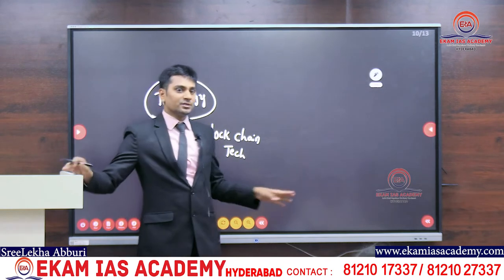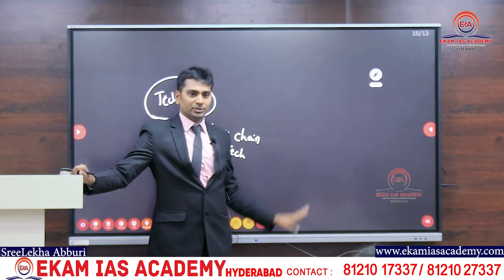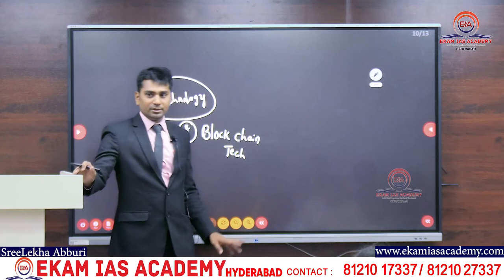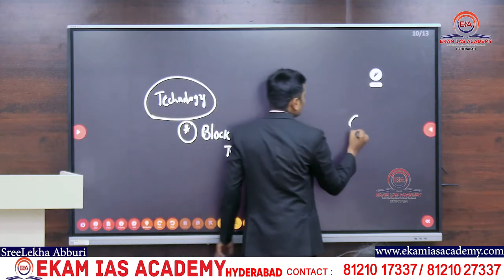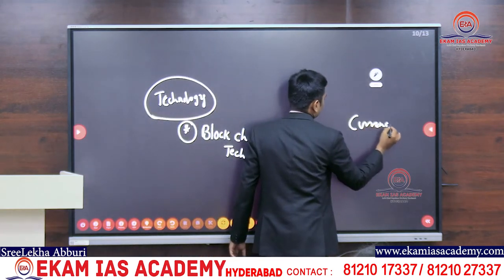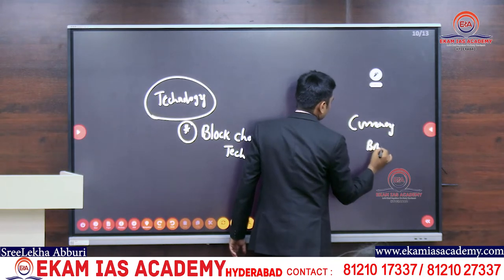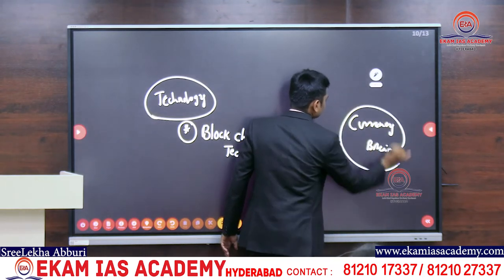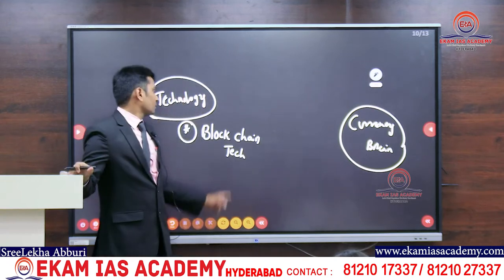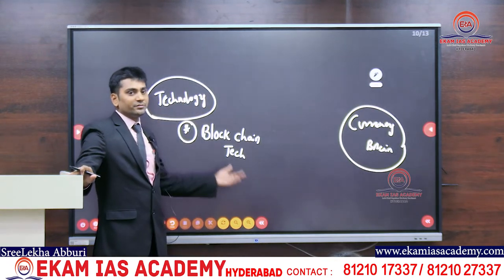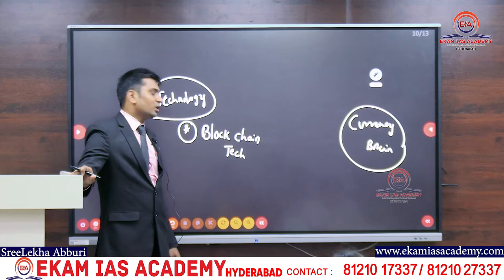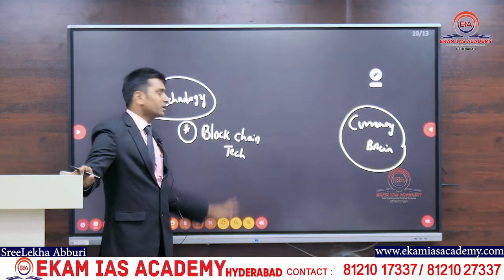Bitcoin is a currency. Blockchain technology is the technology. Right, are you understanding? This is the currency, and this is the technology on which that currency is operating. Now, what is blockchain technology? Again, this is something related to technology.